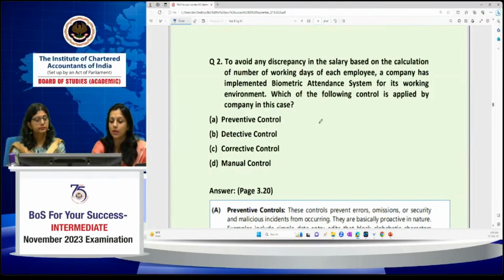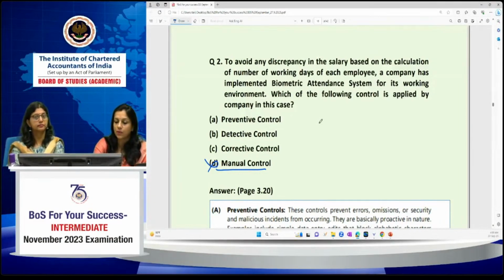Here you can see manual control is a ruled out option. Now we have preventive, detective, and corrective. As in the beginning, ma'am said you have to put a tick. Tick doesn't mean that, okay, you have read the topic. Yes. You have to have an understanding. What is the exact definition? What does the topic mean?